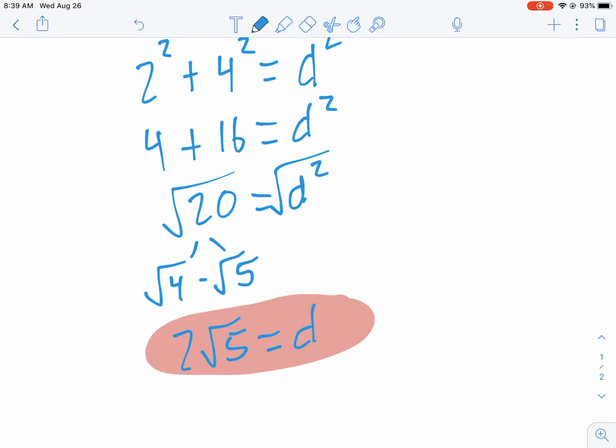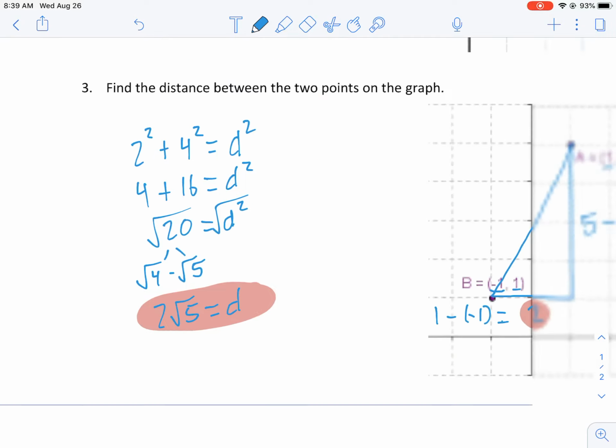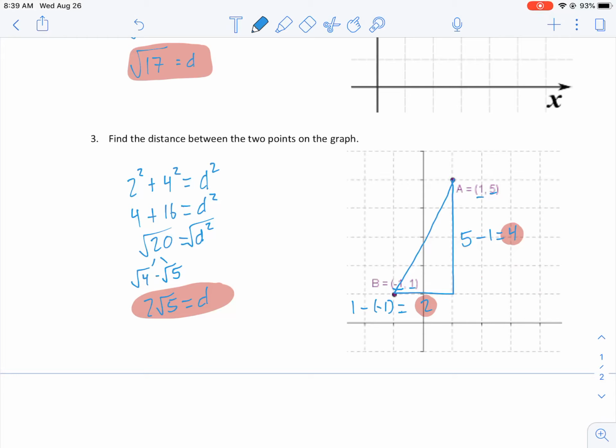So this is length and distance, all right? This is pretty much what you're going to be doing on your practice. Hopefully this made sense to you guys.